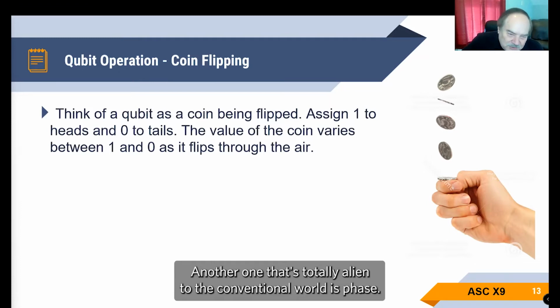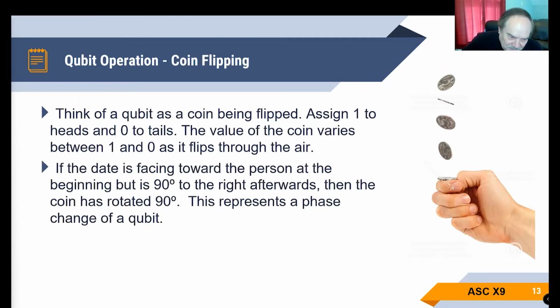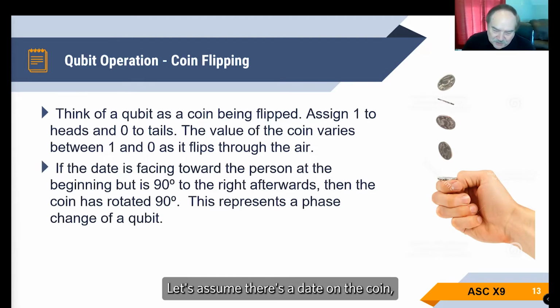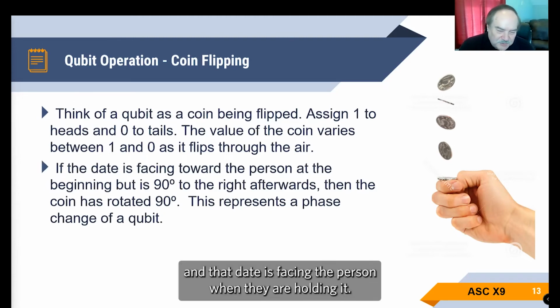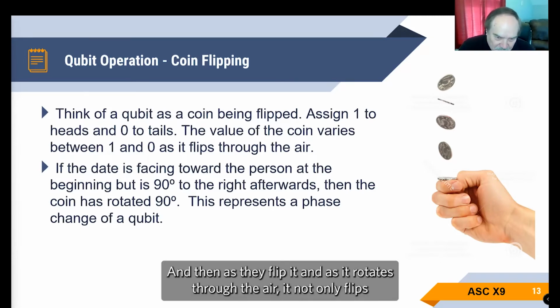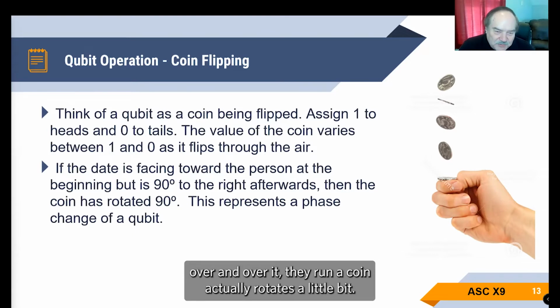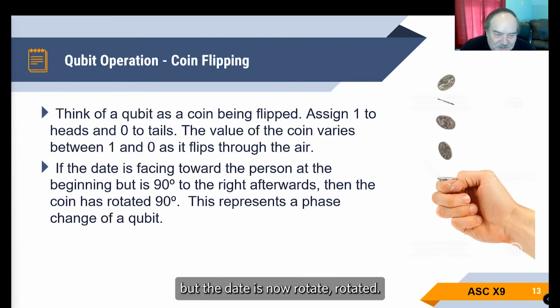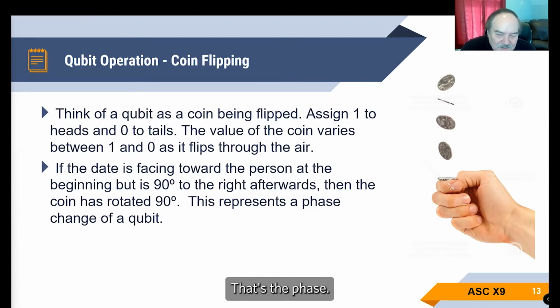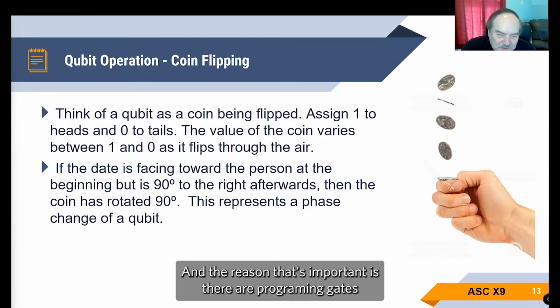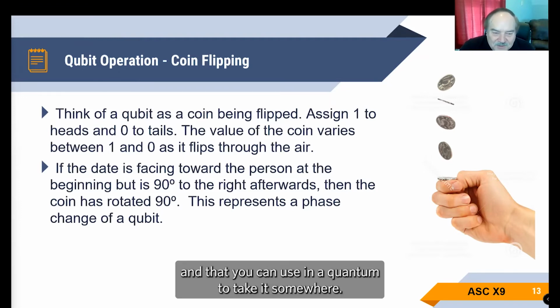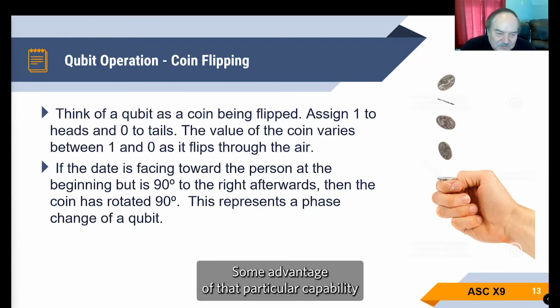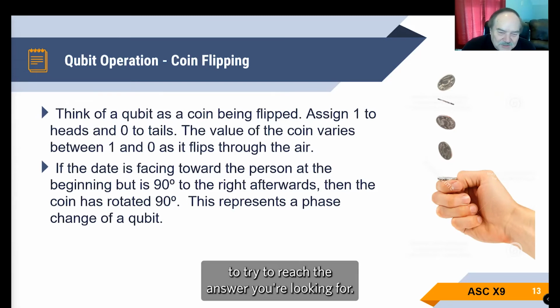Another one that's totally alien to the conventional world is phase. Let's assume there's a date on the coin, and that date is facing the person when they are holding it. Then as they flip it and as it rotates through the air, it not only flips over and over, the coin actually rotates a little bit. And when it lands, let's say it lands heads, but the date is now rotated 90 degrees. That's the phase of it. The reason that's important is there are programming gates you can use in a quantum computer that take advantage of that particular capability to try to reach the answer you're looking for.